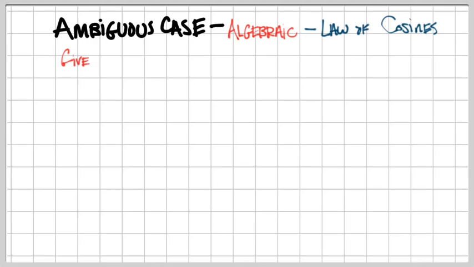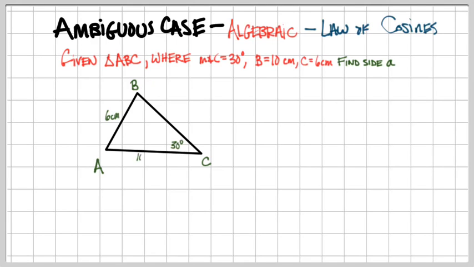So if we look at the law of cosines, I start with a triangle just like you did before, and we set it up. So I'm going to give a side-side-angle. There it is. There's my angle. There's my sides, and I'm looking for side a. And I use the law of cosines.